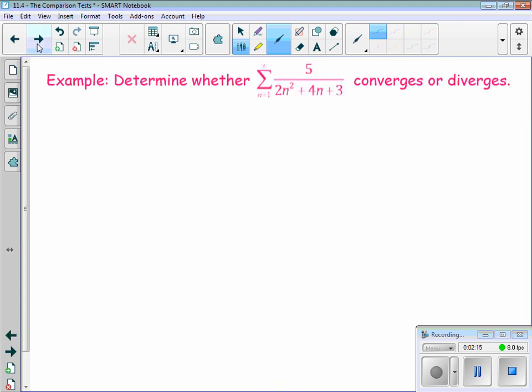So let's start with a problem here. Determine whether this converges or diverges. We're going to use our comparison test here. Let's write down what's in my notes so that it gets down in your notes. For large n, the dominant term in the denominator is what? What's the dominant piece in the denominator when we have big numbers? The 2n squared, right? That's the dominant piece. It's going to take over everything else.